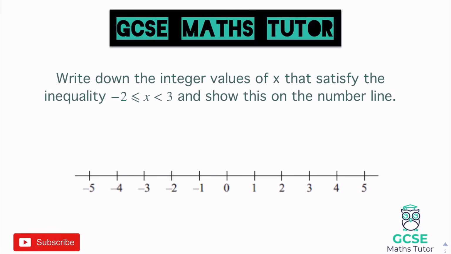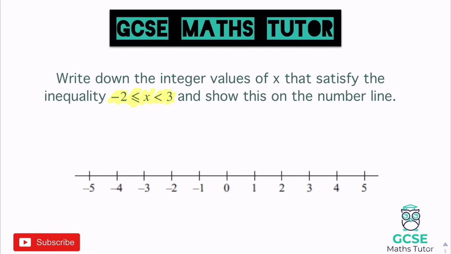Okay, so this question says, write down the integer values of x that satisfy this inequality and show this on the number line as well. So when we're looking at these integer values that satisfy an inequality, we're looking at what numbers fall between these values here within this inequality. And that inequality just means the numbers between -2 and 3.